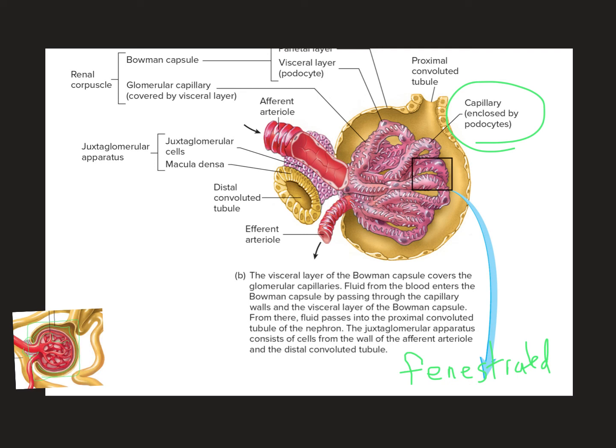The other thing I want you to pay attention to, and I pointed these out a minute ago, is the juxtaglomerular apparatus. There are juxtaglomerular cells, and then you have the macula densa. And the macula densa are attached to what? The distal convoluted tubule. Yes, they are attached to the distal convoluted tubule.